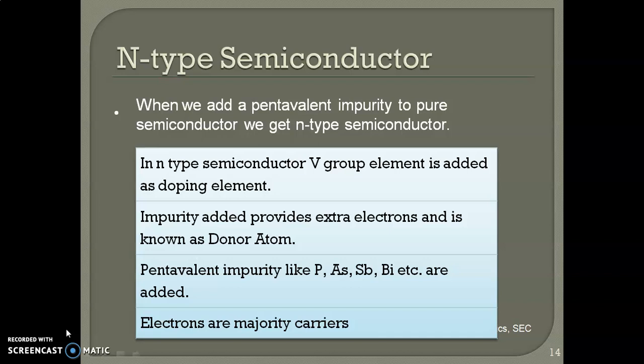In the N-type semiconductor, the majority carriers are only the electrons. When a small amount of pentavalent impurity is added to the pure semiconductor, we get the N-type semiconductor. The addition of pentavalent impurity provides a large number of electrons in the semiconductor crystal. Such impurities which produce the N-type semiconductors are known as donor impurities, because they donate or provide free electrons to the semiconductor.